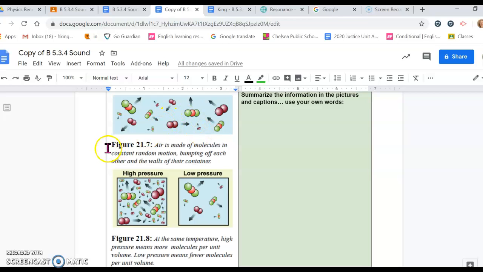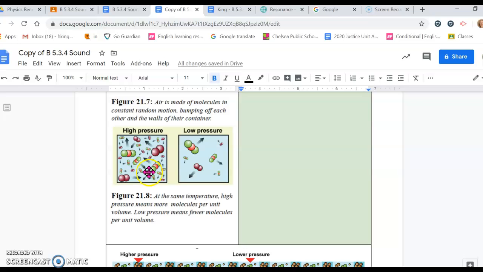I'm reading the italics. Air is made of molecules in constant random motion, bumping off each other and the walls of their container. So in air, molecules are constantly moving. That's definitely something I'm noticing. And look at how I put that right in my own words, okay?